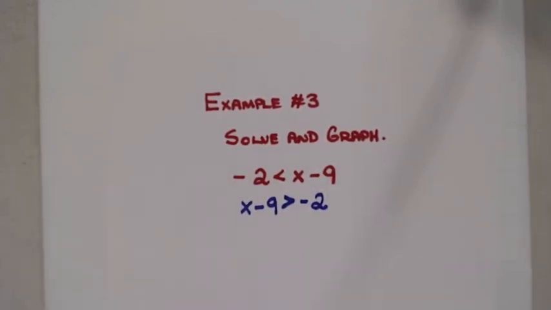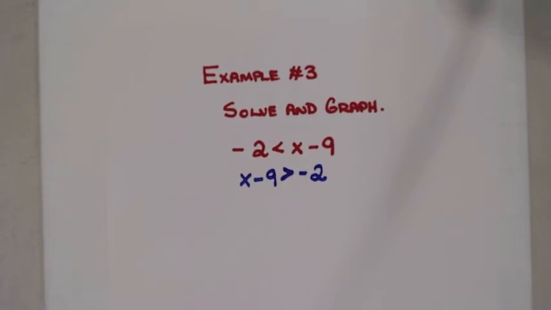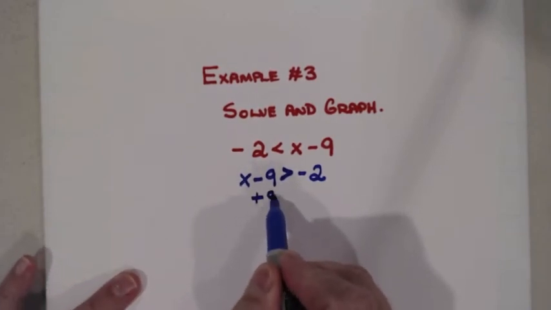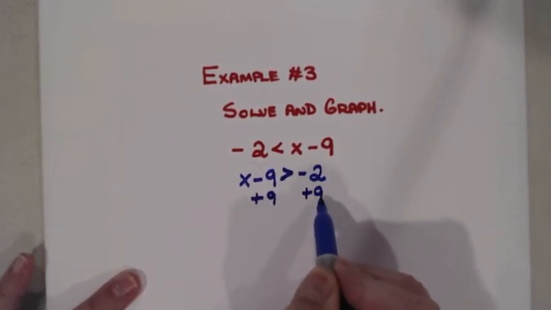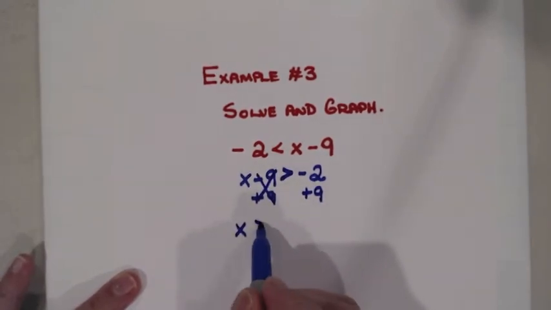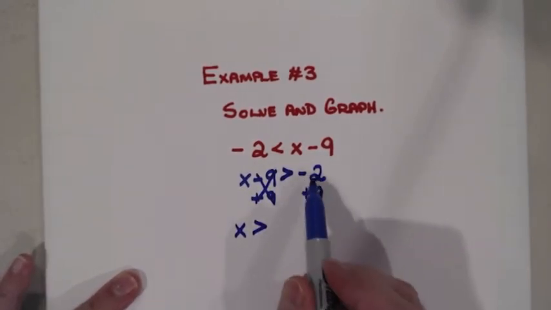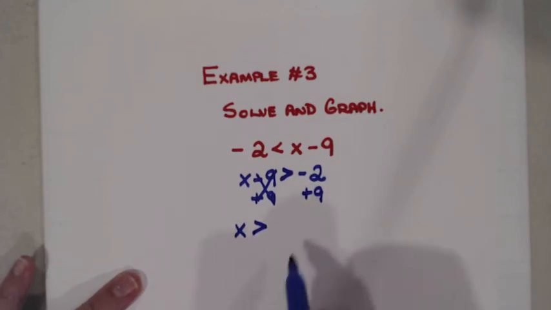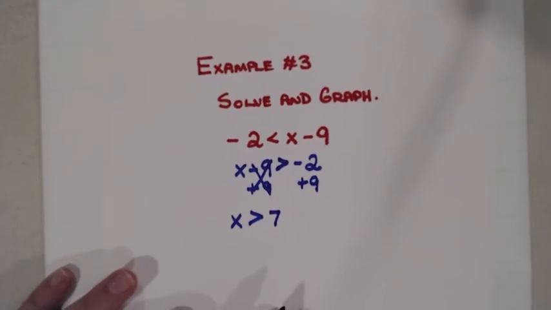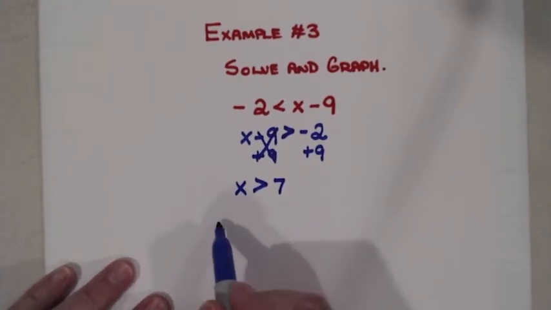Now that I have the variable on the side it needs to be on, I'm going to solve this just like an equation. The opposite of negative 9, positive 9. Add 9 to both sides. Bring down my X. Cancel this out. This is greater than a negative 2 and a positive 9 put together. Positive 7. Not only does it say solve it, I need to graph this.